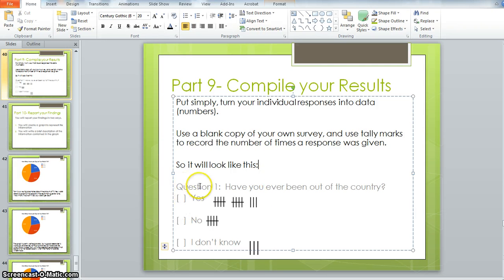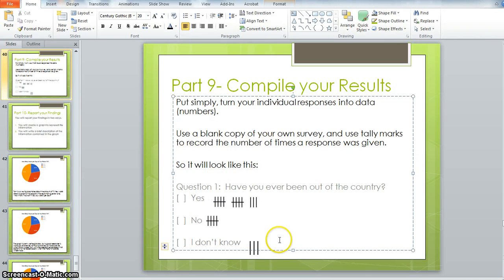So for example, pretend your first question said, have you ever been out of the country? And each individual was allowed to check the box. They either checked yes or no or I don't know. Well, what you're going to do is you're going to go through each survey. The first survey said yes, so you'll put one tally mark there. The next survey said no, so you put one tally mark there. The third survey you got said yes, so you put another tally mark there. So instead of checking these boxes as an individual would do, you're just going to go ahead and tally each time you got that response.